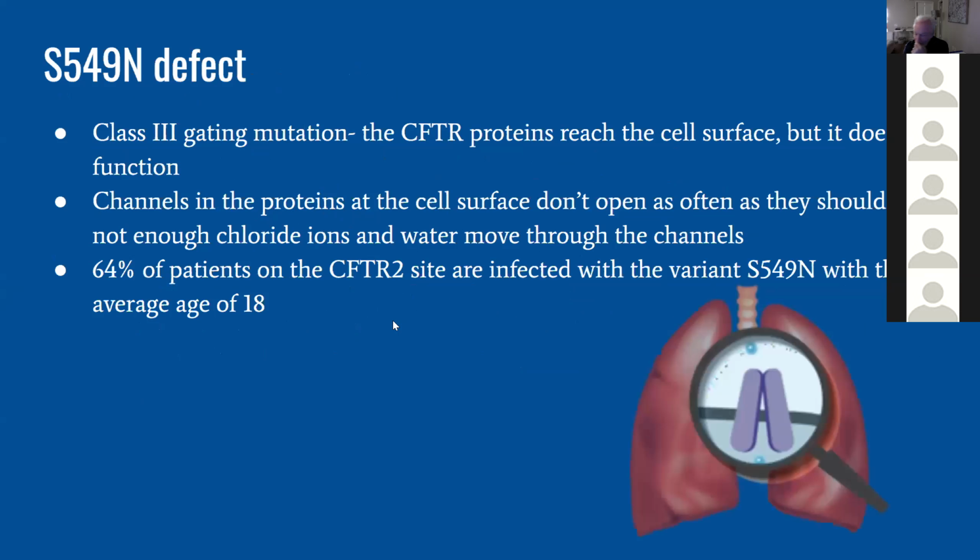So the S549N defect is a class 3 gating mutation, which means that the CFTR proteins are created and reach the cell surface, but they're not able to function. The channels in the proteins are at the cell surface, but they don't open as often as they should, so not enough chloride ions can move through the channels, as well as salt and water. In this picture you can see how the channel isn't clearly open, so not enough chloride ions and water are able to move freely through. And I found that 64% of patients on the CFTR2 site have this variant, and the average age is 18.